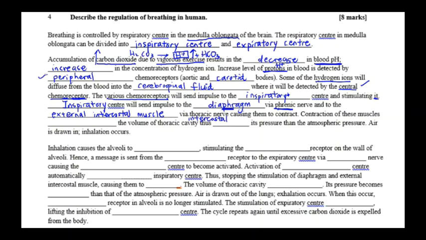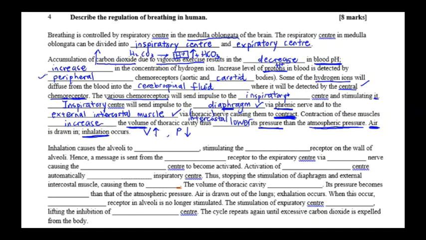And then causing both the diaphragm and the external intercostal muscle to contract. The contraction of these muscles will then increase the volume of the thoracic cavity and thus lower the pressure. When volume increases, the pressure decreases. When the volume of the thorax increases, the pressure in the thorax decreases, and that causes the atmospheric pressure to push the air into the lungs, and inhalation occurs.